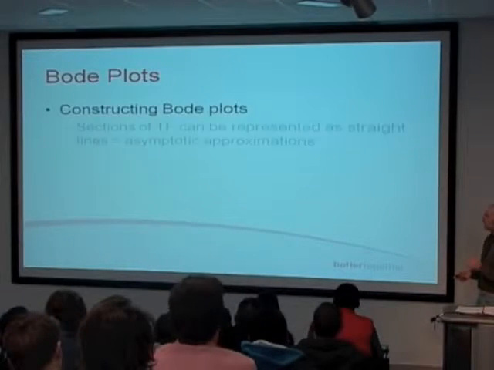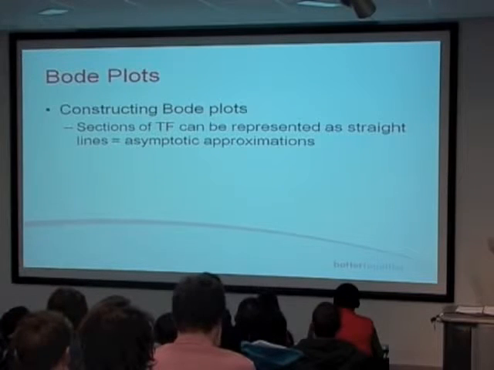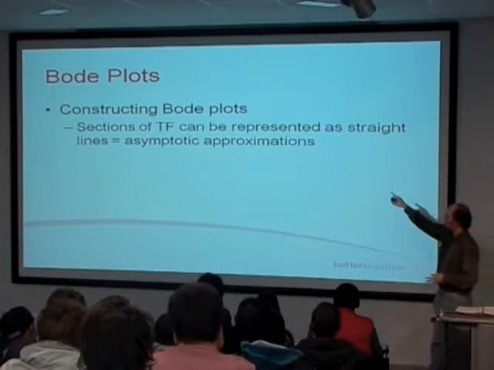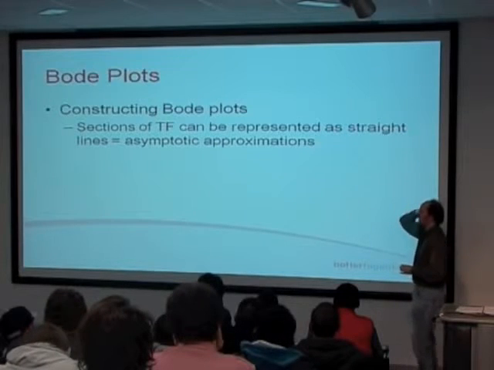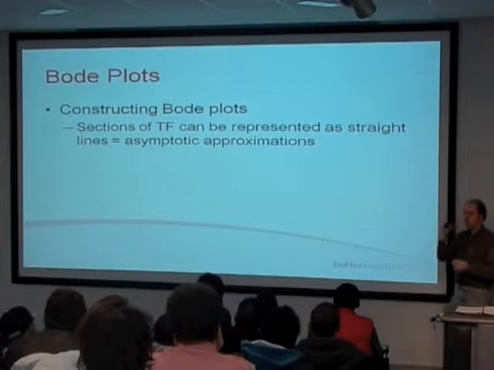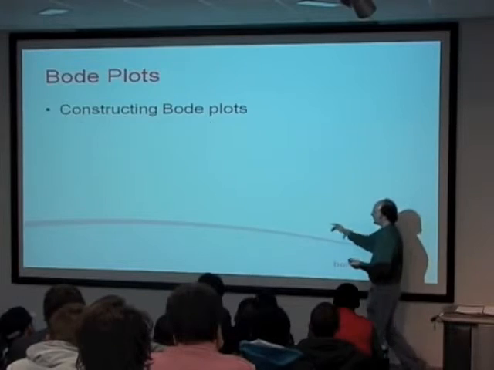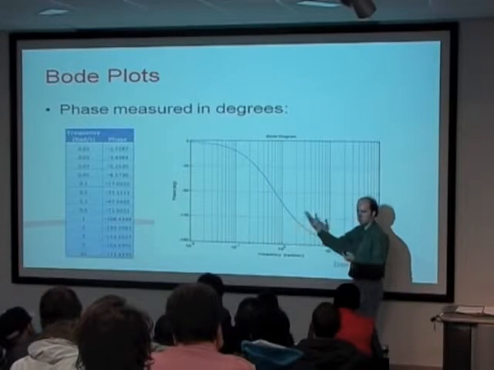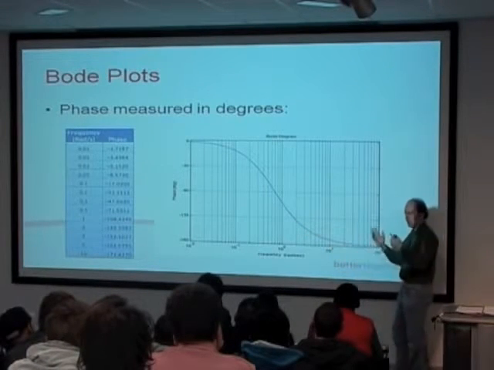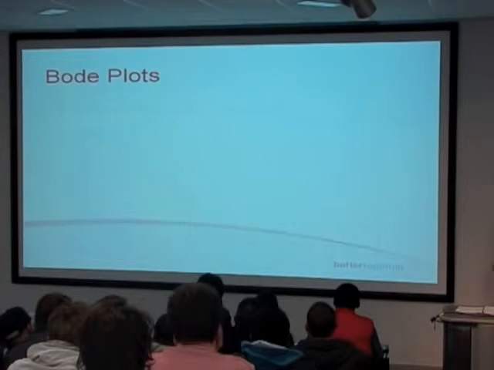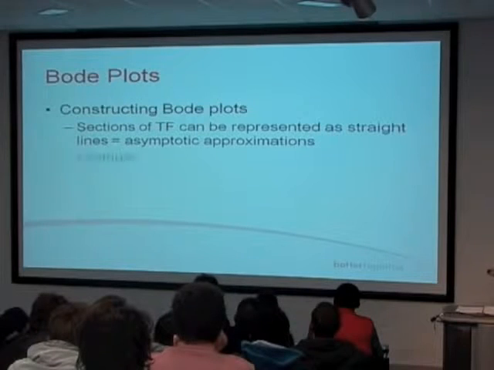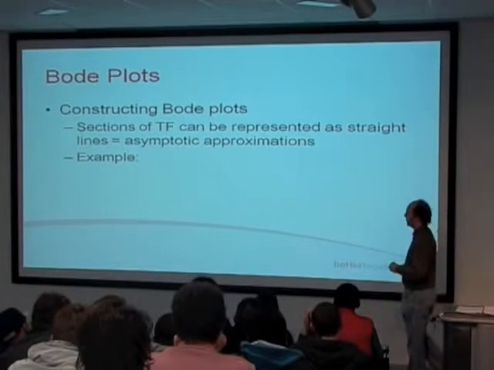Now, when you're constructing a Bode plot, okay, the sections of the transfer function can be represented as straight lines or asymptotic approximations. So getting the table of results is one way of doing it. Okay, the other way of doing it is to look at the transfer function and look at what makes up that transfer function. Okay, and we can then draw a Bode plot from these what's called asymptotic approximations.